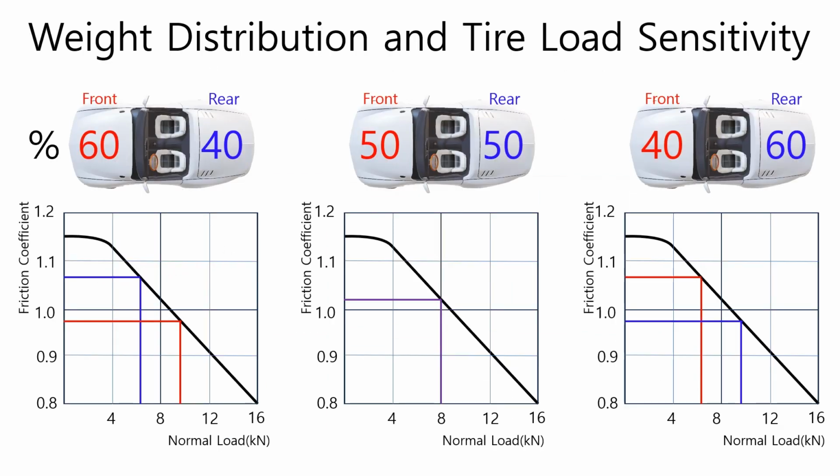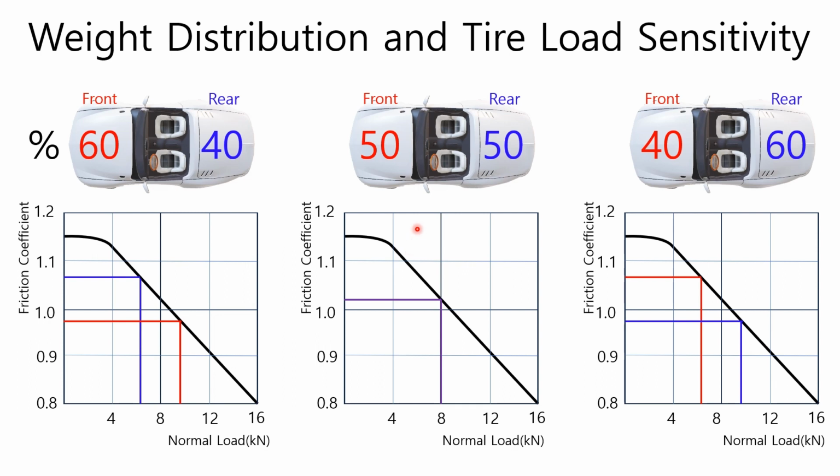Let us explain what was explained above in terms of the weight distribution of three vehicles using tire load sensitivity. The numbers shown above the vehicle represent weight distribution as a percentage. The first car on the left has the front wheels carrying 60% of the load and the rear wheels carrying 40% of the load. In this case, when cornering, the friction coefficient of the front wheels is small, so the front tires are pushed outward, causing understeer.